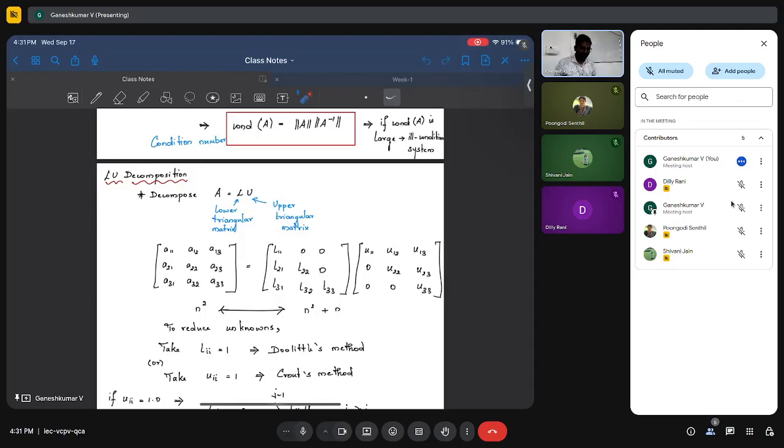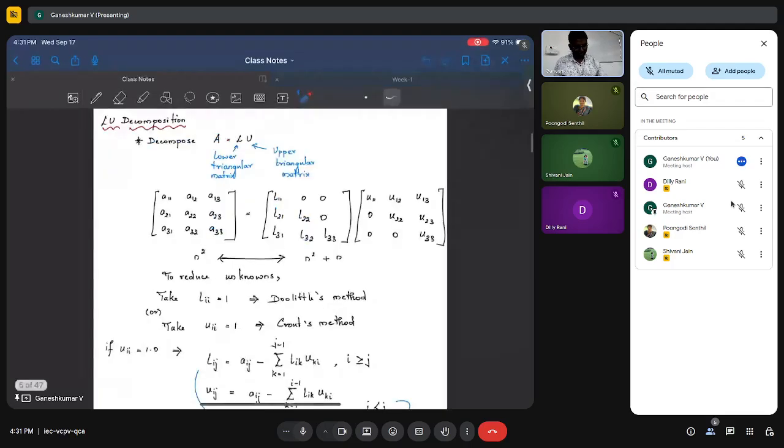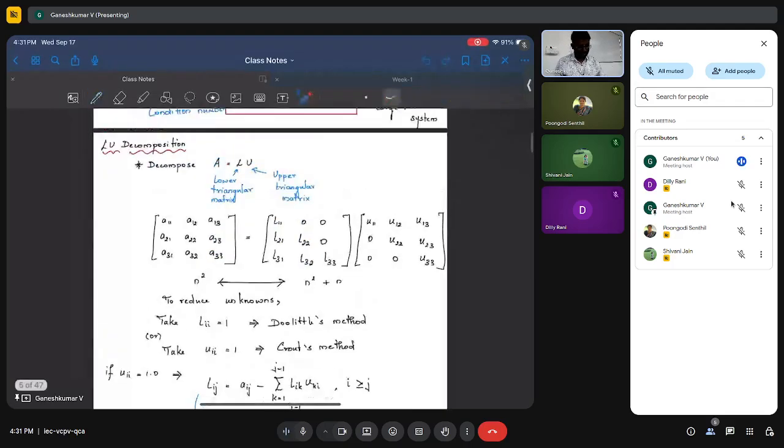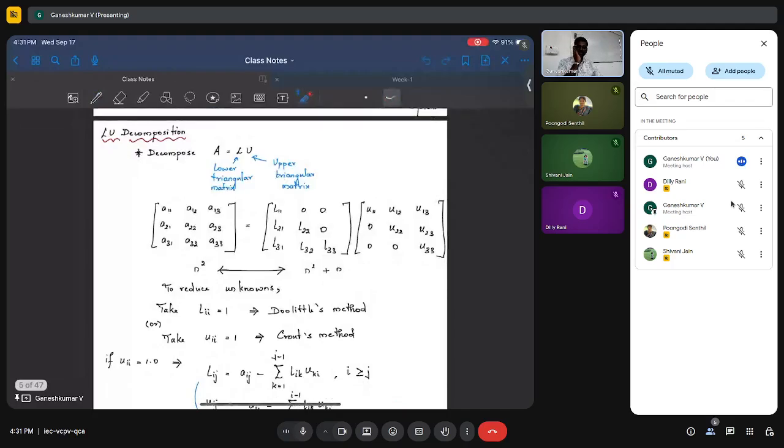You can read about it in the textbooks. Although that is not in your syllabus, I'm just giving you additional information about it. And the next thing that we saw was LU decomposition.